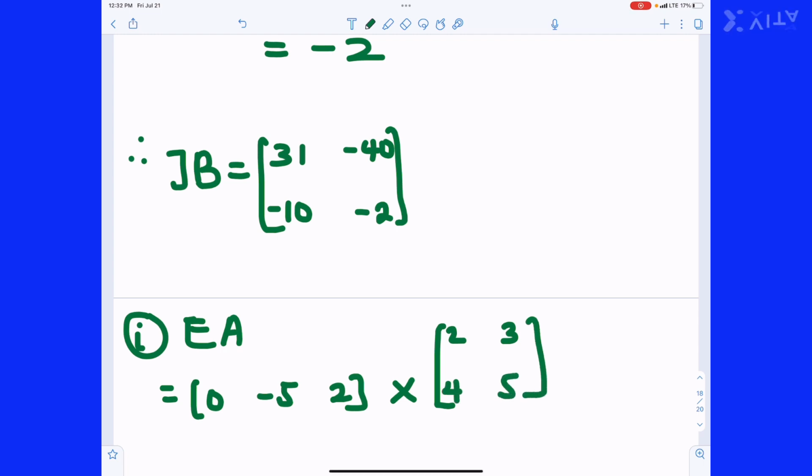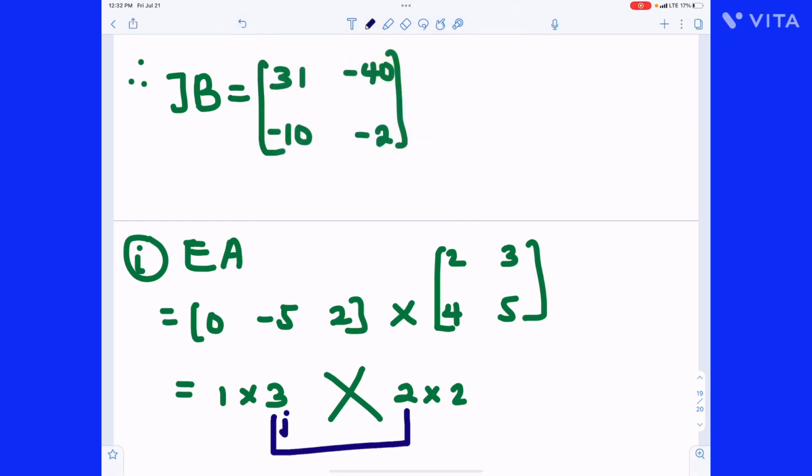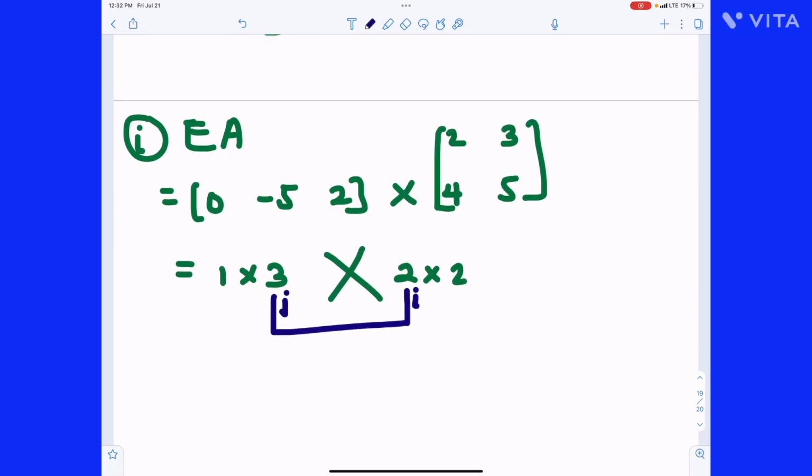So as you can see, E is a 1 by 3 matrix. Then A is a 2 by 2 matrix. These numbers are not the same. The J value here is not the I value here. So we say these matrices are not conformable for multiplication.